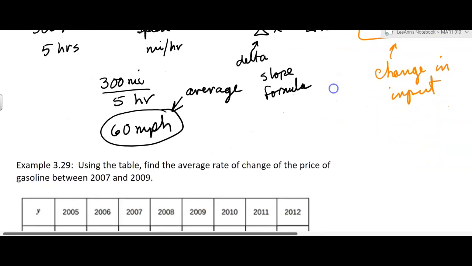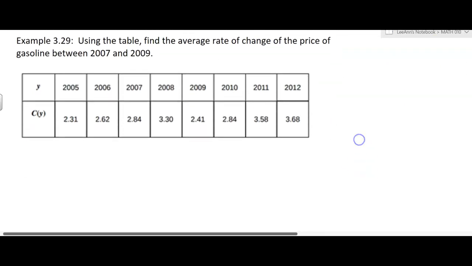So we're going to give you an example now, and they give us a table. It says, using the table, find the average rate of change of the price of gasoline between 2007 and 2009. Okay, so up here, this is the year, so that's our input. And out here, the C of y, is the output, or how much the gas is costing. So in 2005, I guess it cost $2.31. But in 2012, it cost $3.68. Okay, so that's probably about right.